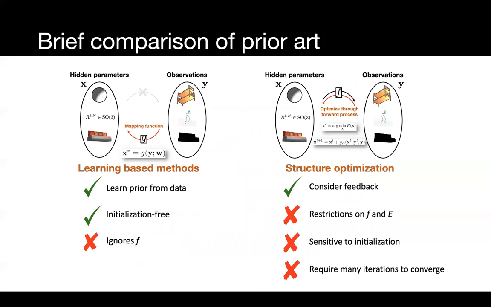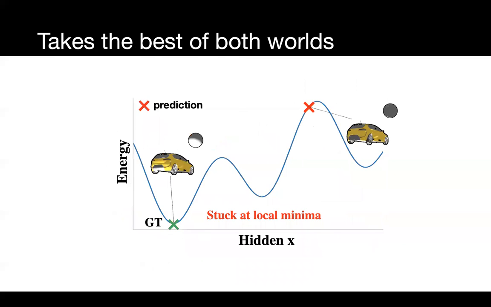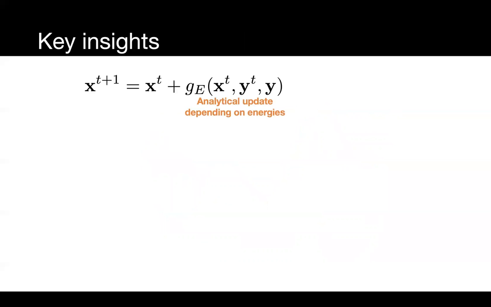Now we know the pros and cons of previous approaches. In this paper, our goal is to take the best of both worlds. Instead of restricting the update to follow the manifold, we present an approach that can bypass these constraints and arrive at the ground truth solution efficiently. The key insight is to replace the analytical update function depending on the energies with a deep neural network and learn how to update from data.